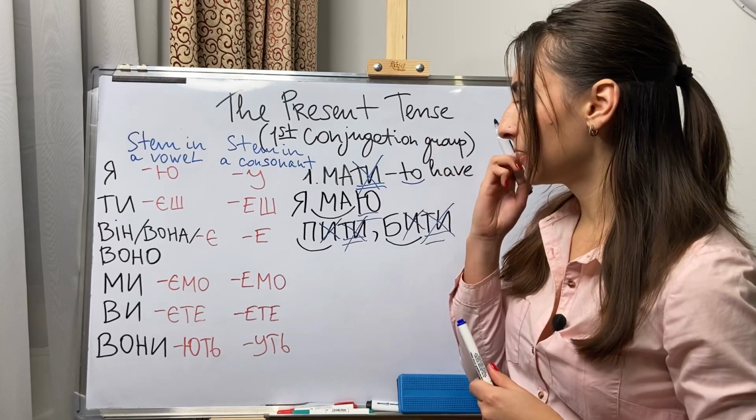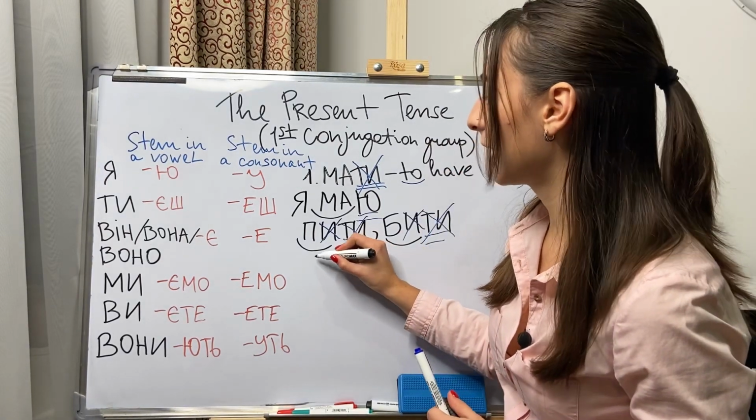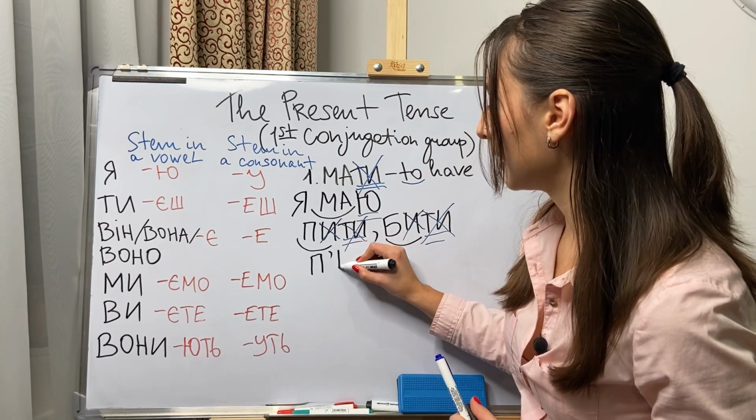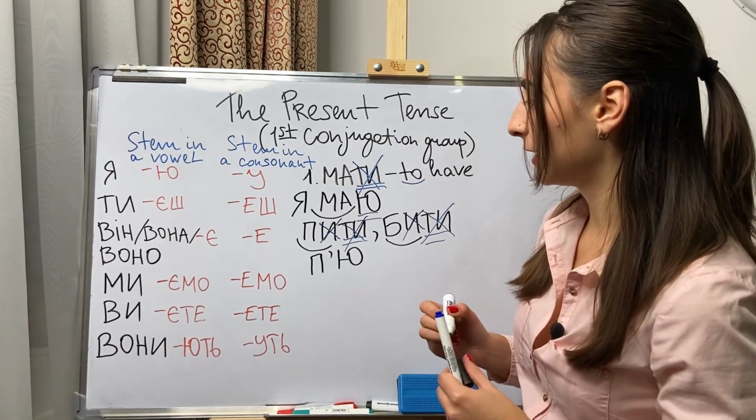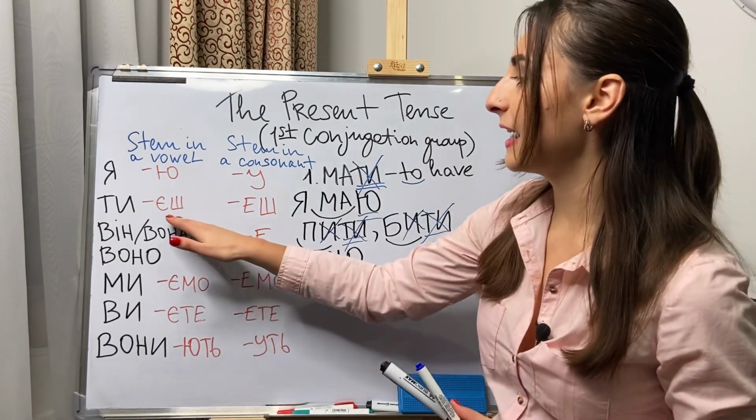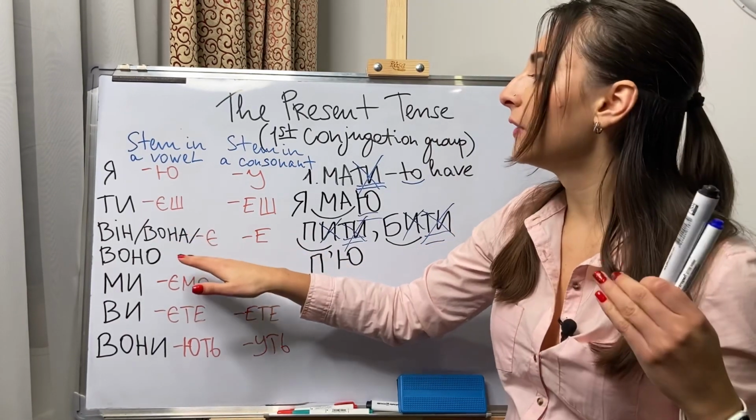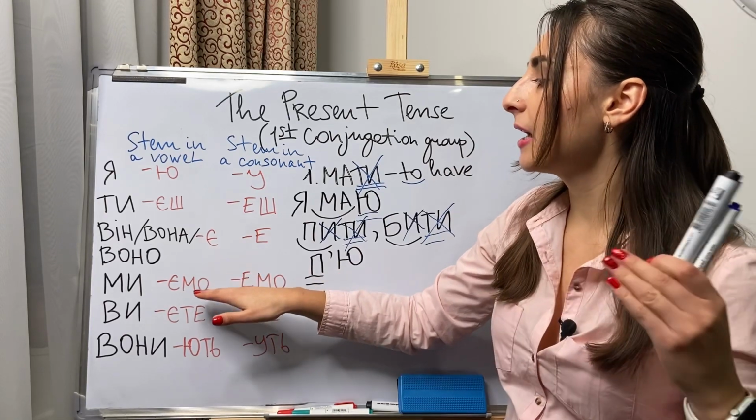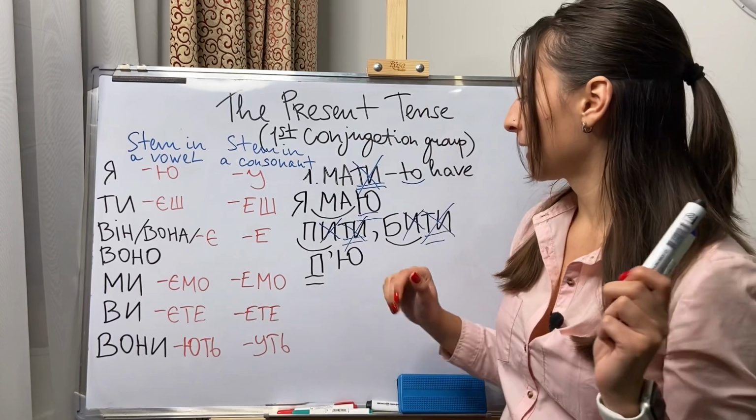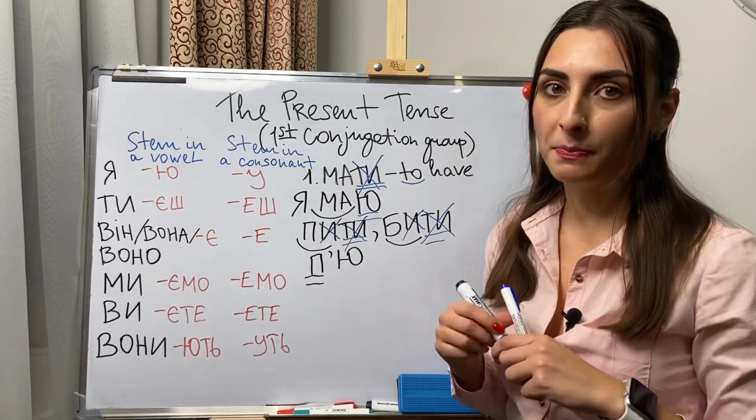So you have to say я пью, no, then you put p and you put apostrophe and you say я пью. It means I drink. Then ти п'єш. Again with the apostrophe. Він, вона, воно п'є. Ми п'ємо. Ви п'єте. Вони п'ють.